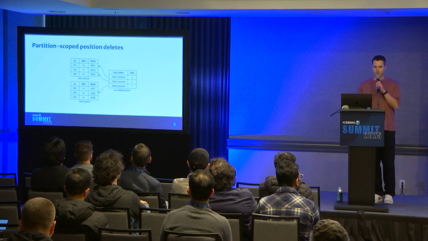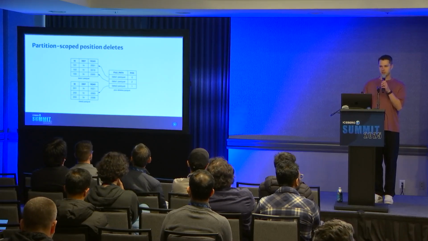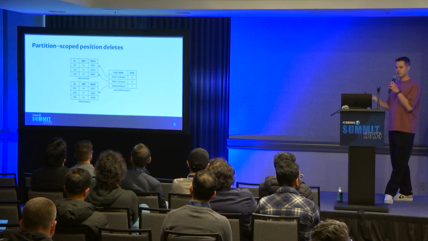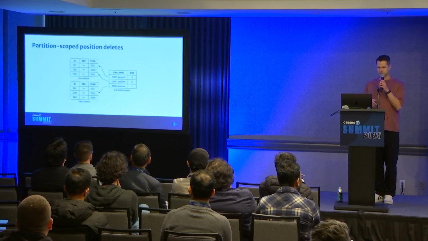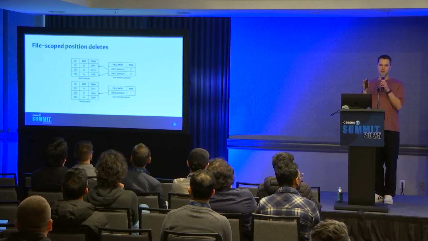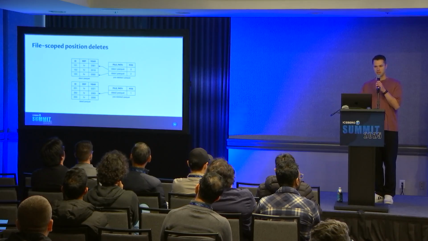So here's an example of partition scope deletes. Suppose you have two data files in a partition, and you need to remove rows from both of them. Under partition granularity, you can put all of your deletes into a single file. Under file scope, you actually have to separate them. So you end up producing a delete file for each affected data file in each transaction.